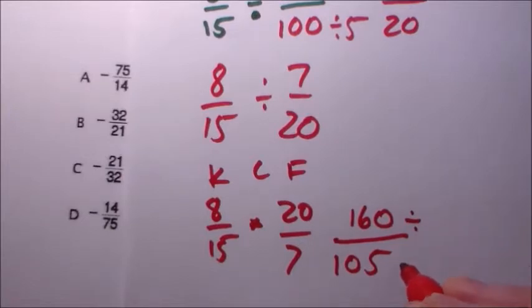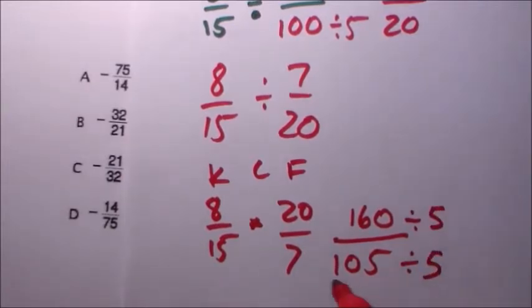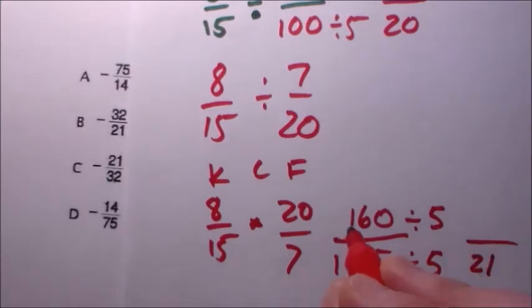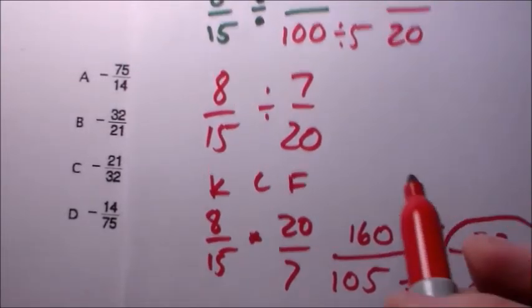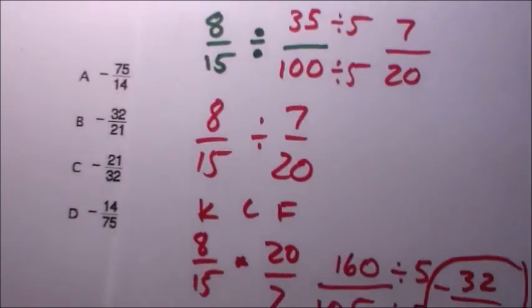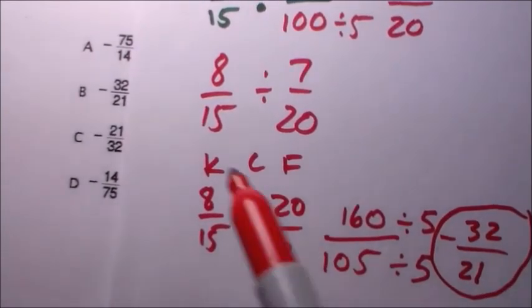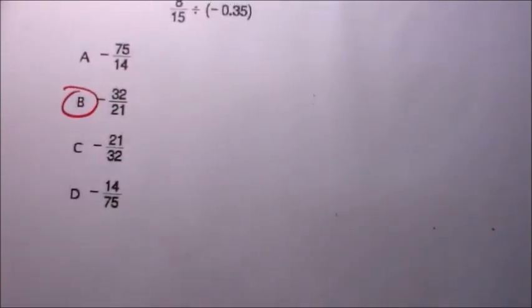And we know that we can divide each of these by 5, because it ends in 0, ends in 5. And 105 divided by 5 is 21, and 160 divided by 5 is 32. So we know our answer is going to be negative. Don't forget the negative sign because that's up from here, right? Negative 32 over 21, and we're good.